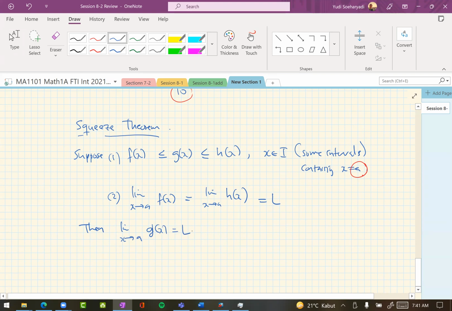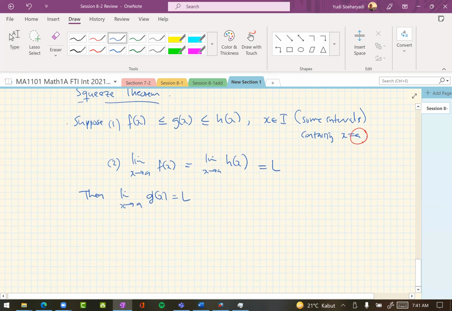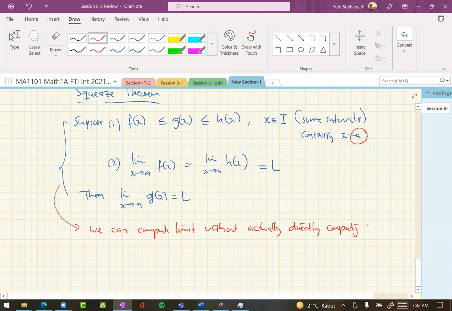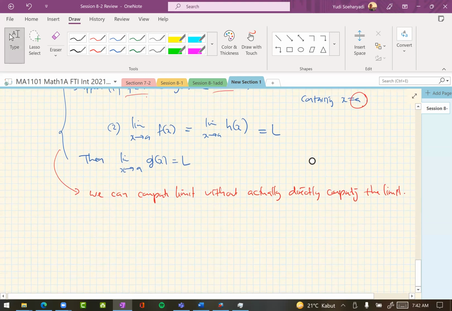The meaning of this is that here we can compute the limit without directly computing it. So this is indirect, but what we compute is the lower and the upper bound. Okay, so the squeezing thing.